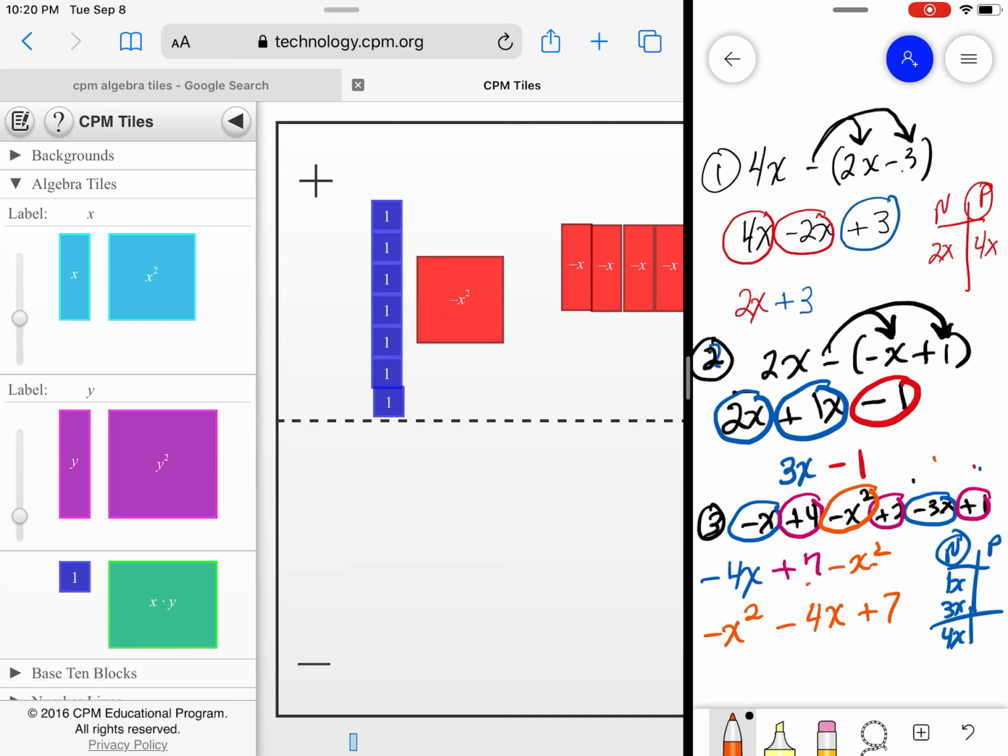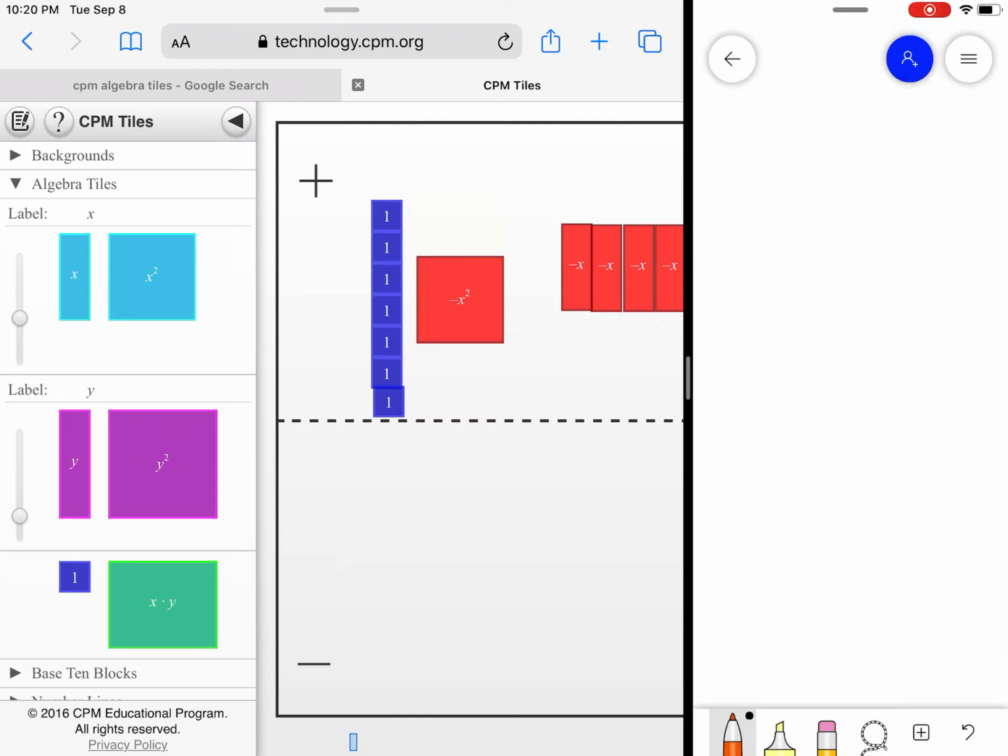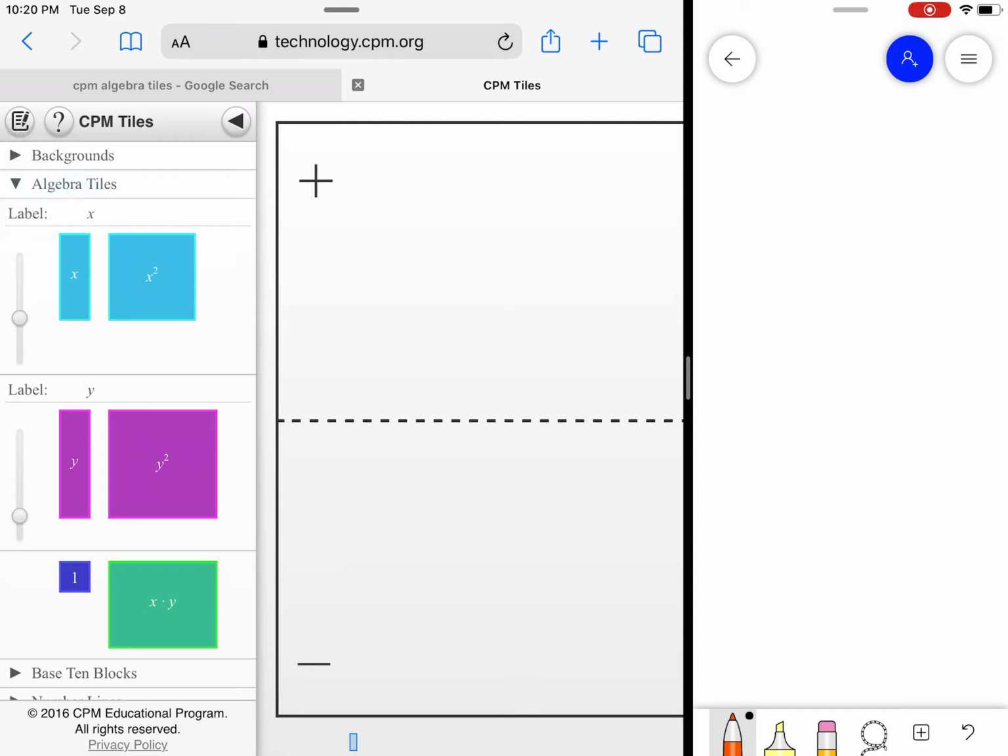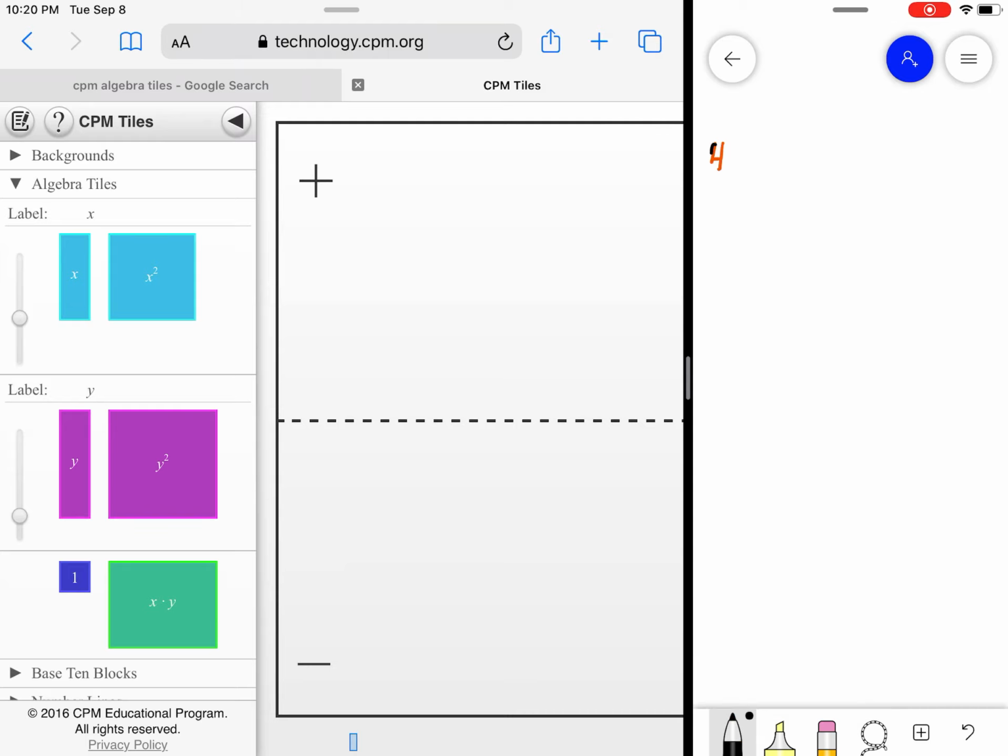All right, I'm going to give you 2 to try on your own. Let's see if I can figure out how to clear this. I think I know how. Where was it? Clear canvas. Okay, so I want you to try these 2 on your own. I want to put it in black. So use your iPad to help you.